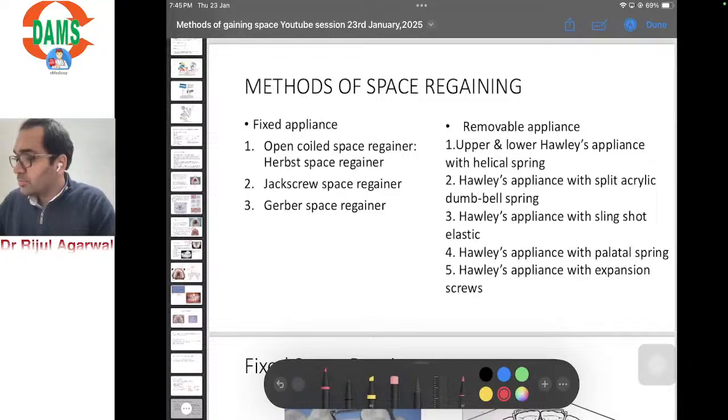Next, what are the methods of space regaining? There are two types of appliances, which can be broadly divided into fixed and removable. Fixed are the open coiled space regainer, which is known as Hurst space regainer, the jack screw space regainer, and the Gerber type space regainer. Removable are the upper and lower Hawley's appliance with helical spring, Hawley's with split acrylic dumbbell spring, Hawley's with a slingshot elastic, Hawley's with a palatal spring, and Hawley's with an expansion screw.